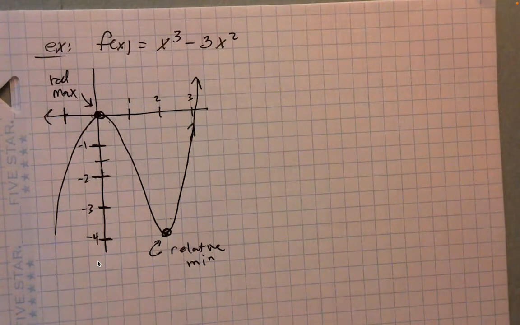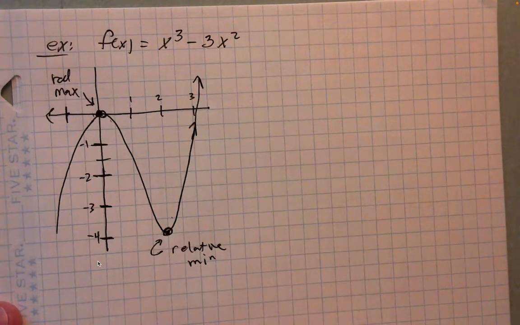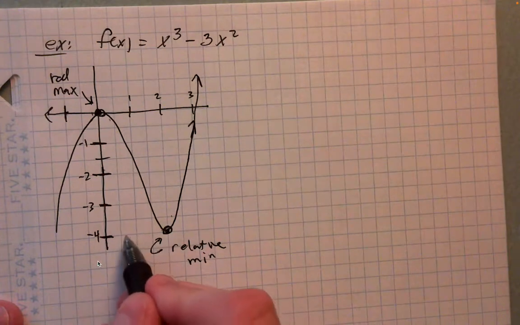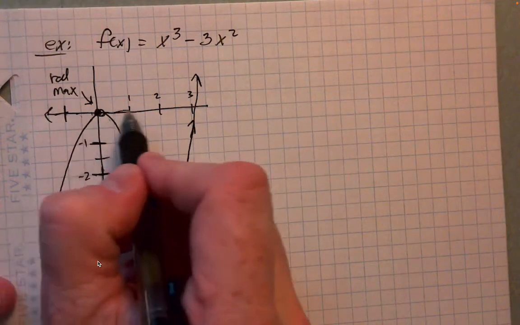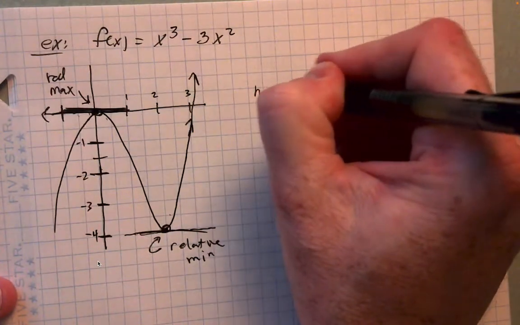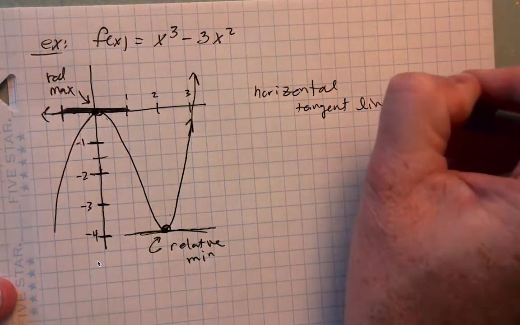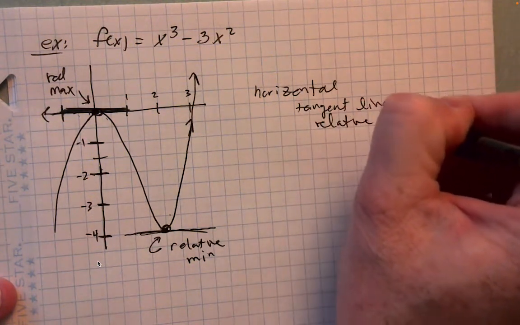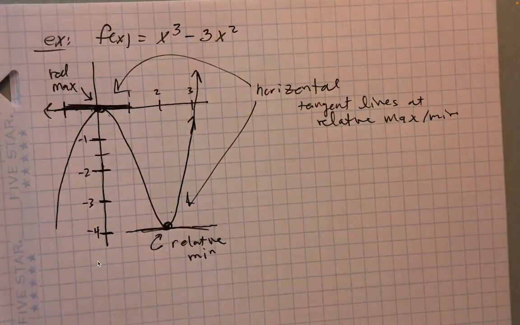Notice that if you think about what a tangent line would look like at these points, you would have a horizontal tangent at the minimum, and also at the maximum you would have a horizontal tangent line as well, right? So, horizontal tangent lines at relative max and mins. You can see that intuitively.